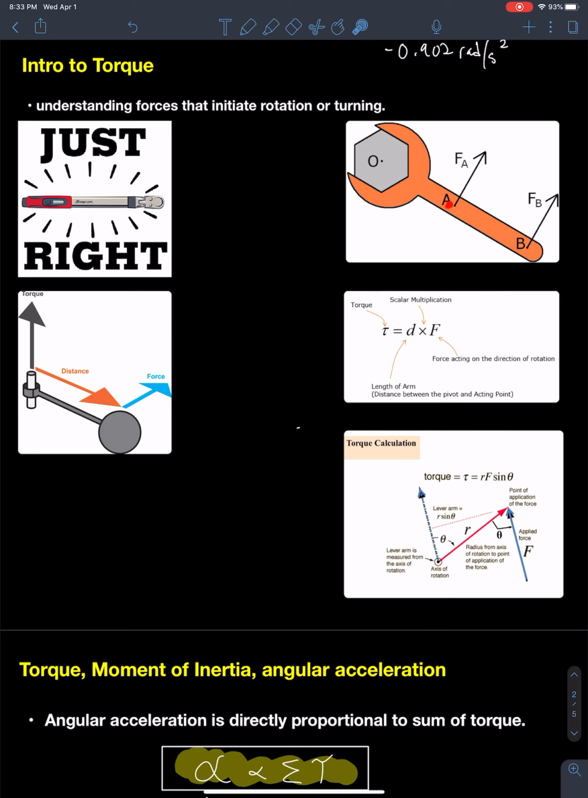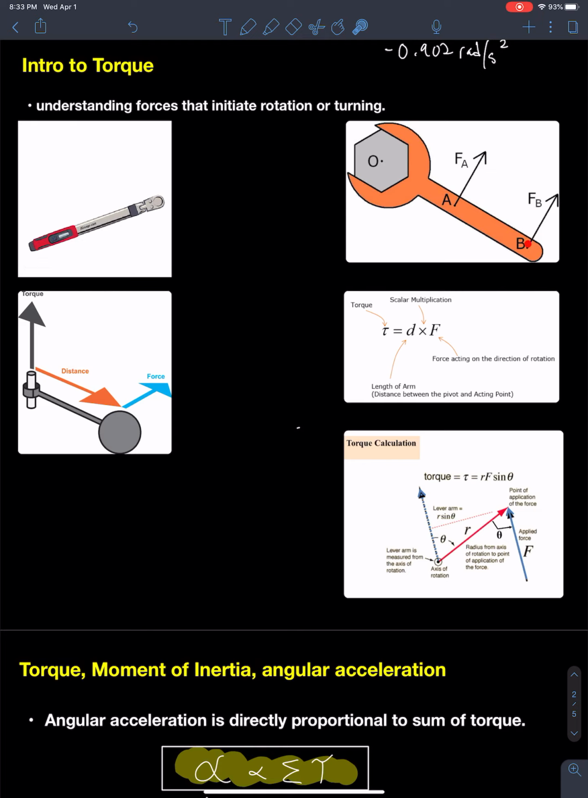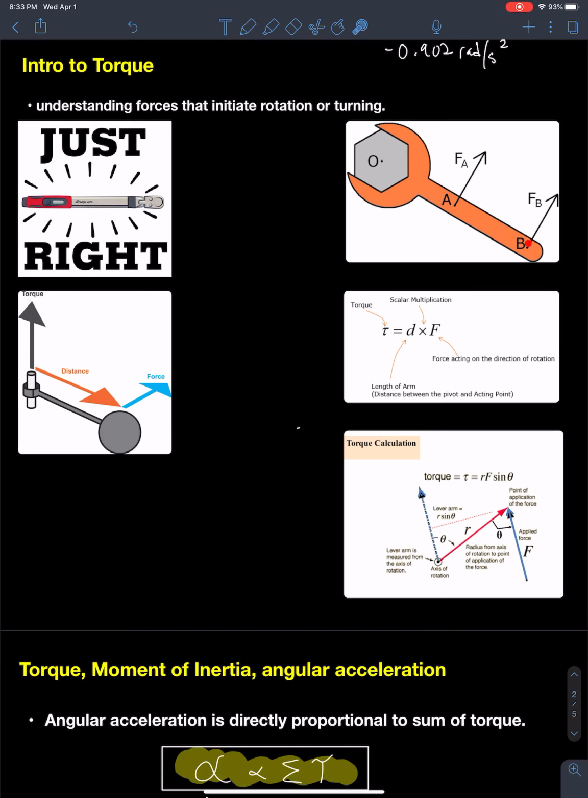In this diagram up here, if you've ever used a wrench, you would realize that if you try to push the wrench close to where the nut is, it's really hard to move something. But if you move further away on the wrench and push there, it becomes easier to turn that bolt. That's because the torque, or the moment, that you're applying here is going to be greater than the moment you apply here. So the torque here would be much greater than the torque over there.